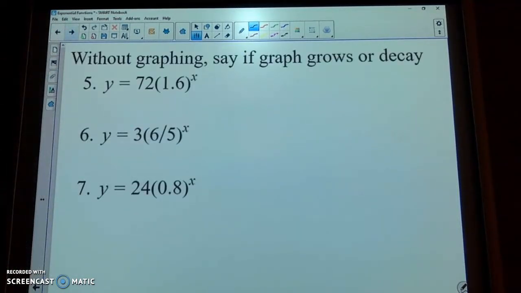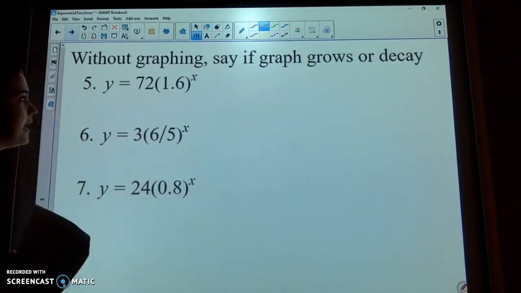Okay, note how it skips right to number 5. You can cross out 1, 2, 3, and 4 because we will be doing a lesson on graphing exponentials in the next section that you have to do. I'm going to pair graphing logarithms and exponentials there. So number 5, 6, and 7 say, without graphing, say if the graph shows growth or decay.